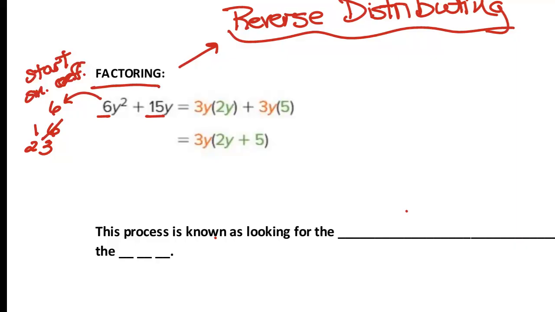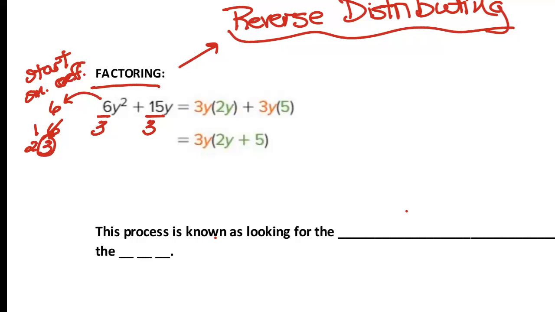Then you go to the next largest factor of 6, which is 3. And you say, is 3 a factor of 15? And that means, is 3 times some number give you 15? And you say yes. Okay, so that means 3 is a factor for both. We already know it's a factor of 6. And we just said we know it's also a factor of 15.